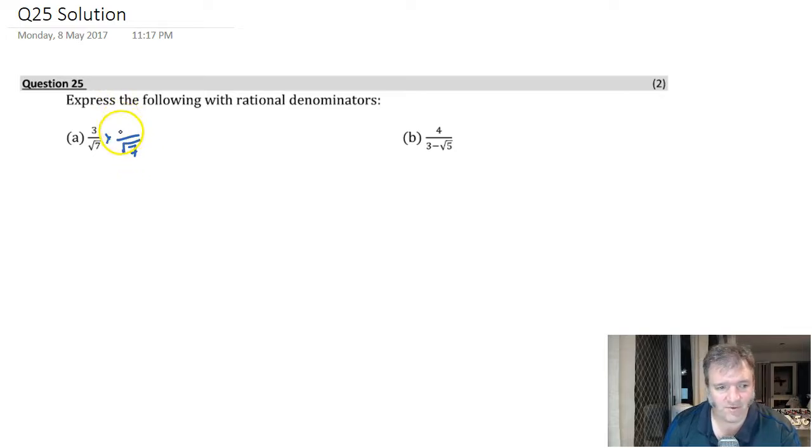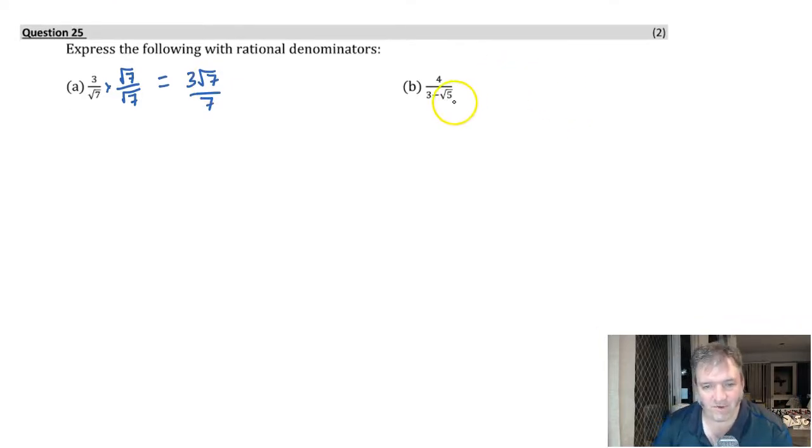In order to maintain equivalence, I need to multiply the top by the same thing, because root 7 divided by root 7 is 1. I haven't changed what it's worth, so I'm allowed to put an equal sign. What do I get? 3 by root 7, 3 root 7. And root 7 multiplied by root 7 is, of course, 7. And that's all I need for that one. Let's have a look at the next one.